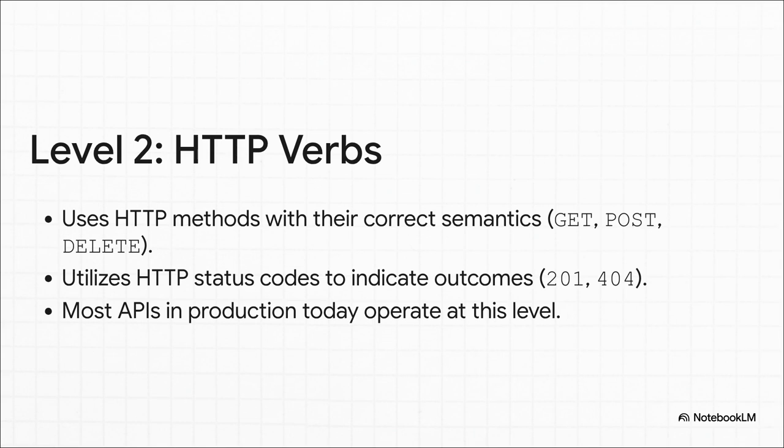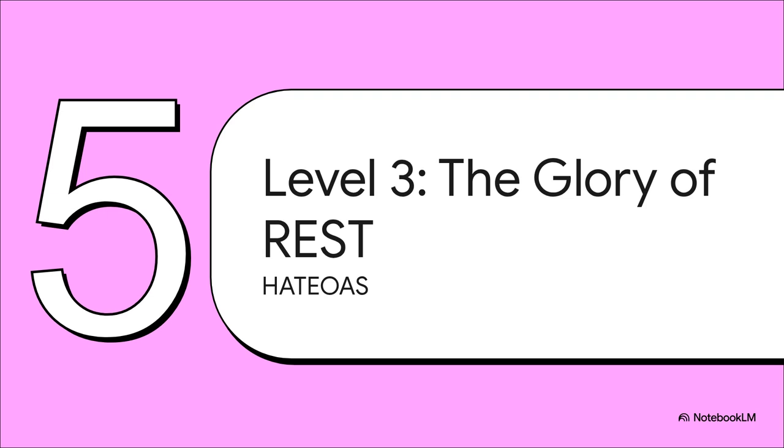Level 2 is where most of the APIs we see out in the wild live. This is the sweet spot where developers start using the HTTP protocol as it was designed. GET is for fetching data, POST is for creating it, and so on. We also start using standard HTTP status codes like 404 not found or 201 created. This makes the API much more predictable and robust. But there's one more level.